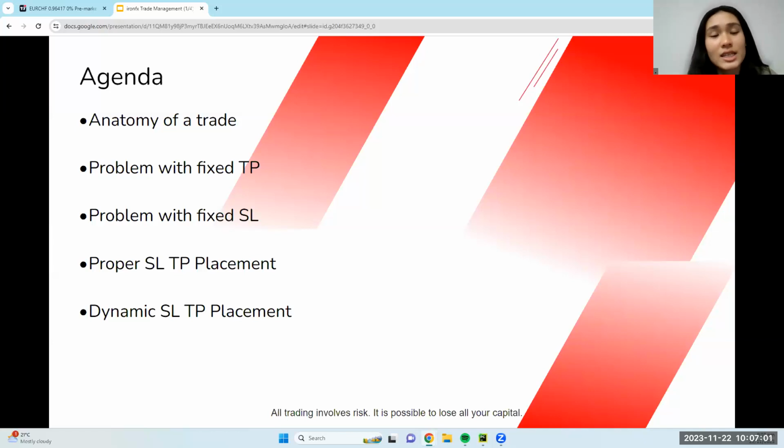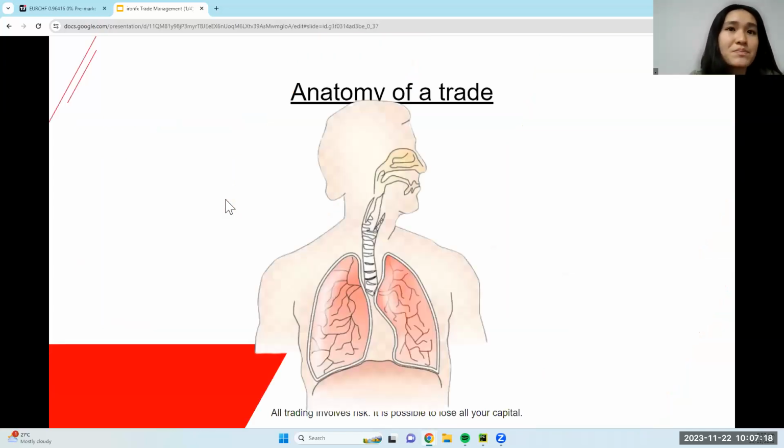Firstly, we're going to look at the anatomy of a trade, and then why exactly you shouldn't use a fixed take profit or fixed stop loss. And then we'll talk about what is the proper stop loss and take profit placement, followed by dynamic stop loss and take profit placement.